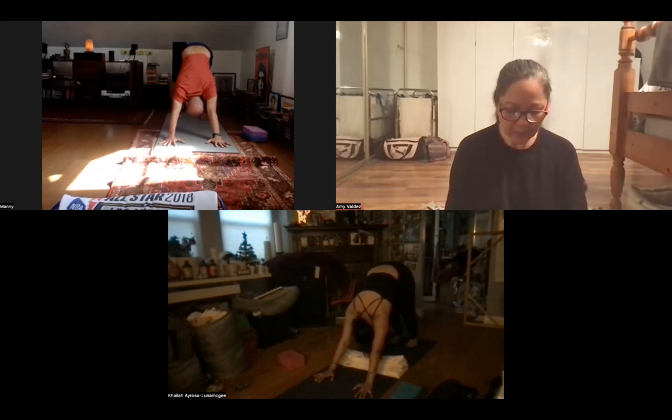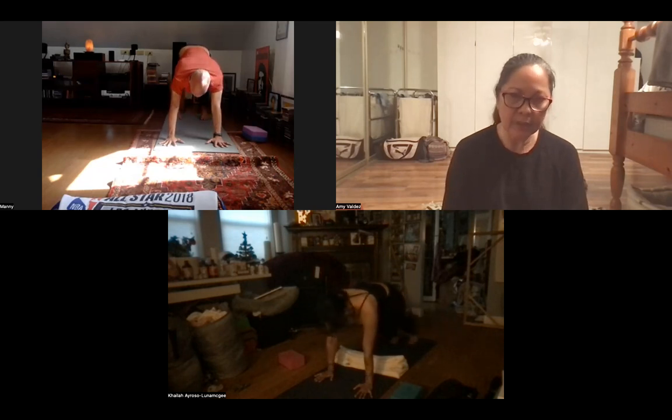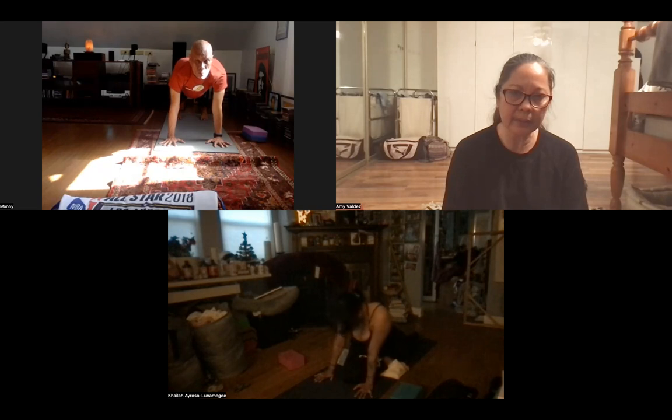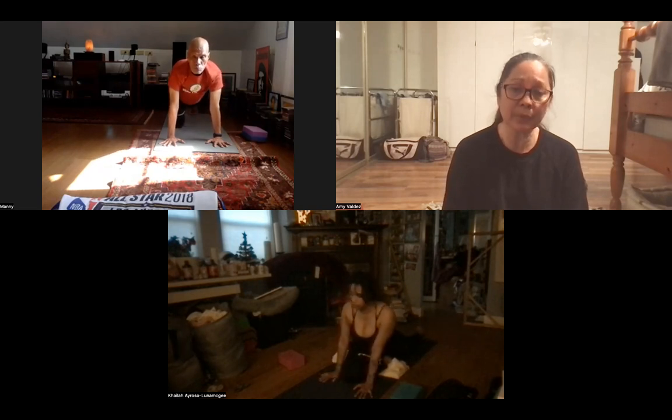Now let's bring that knee forward for pigeon pose. So setting that right knee down, lengthening the back leg behind you, and folding it over. Pigeon pose on the right.